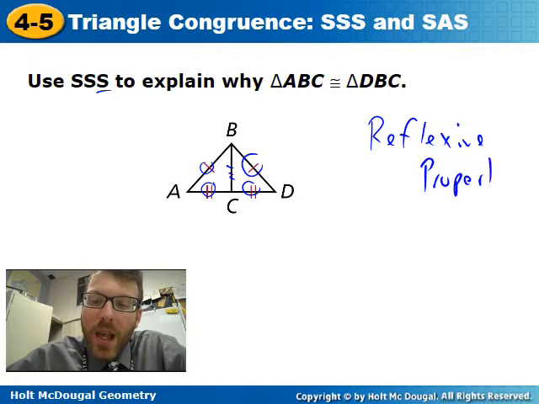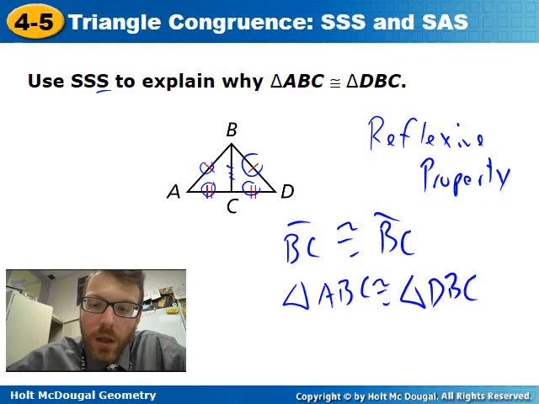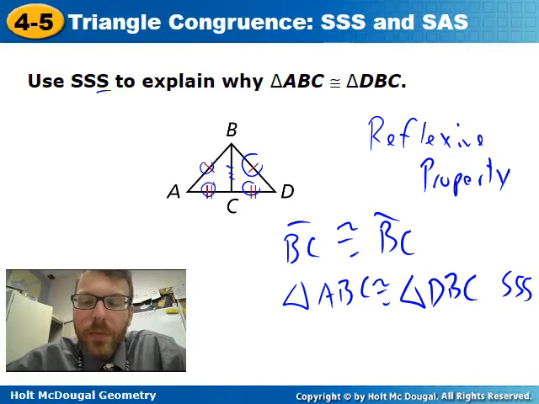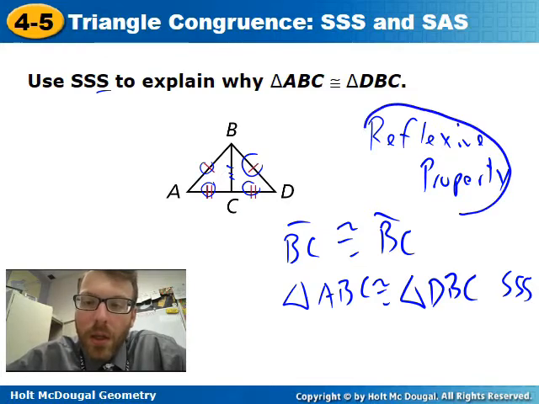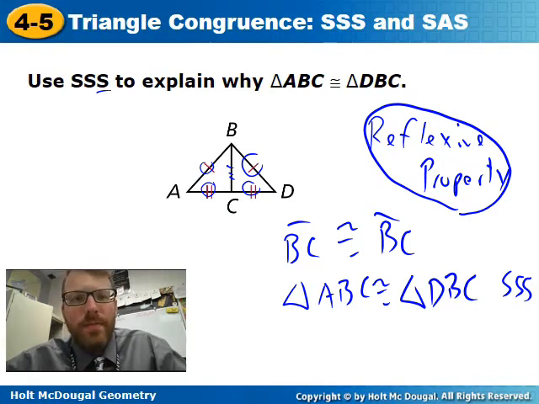So what I would say is, through the reflexive property, BC is congruent to BC. Therefore, the triangles are congruent. So triangle ABC is congruent to triangle DBC through side, side, side. Because BC is congruent to itself through the reflexive property, and therefore ABC is congruent to DBC through side, side, side.